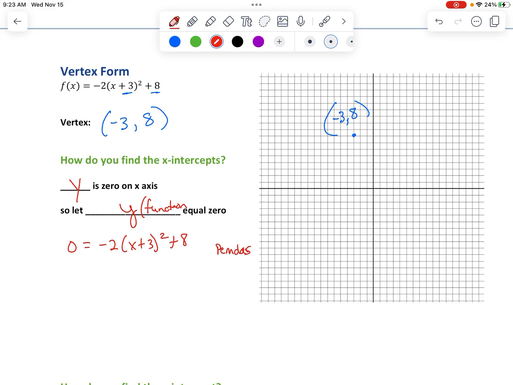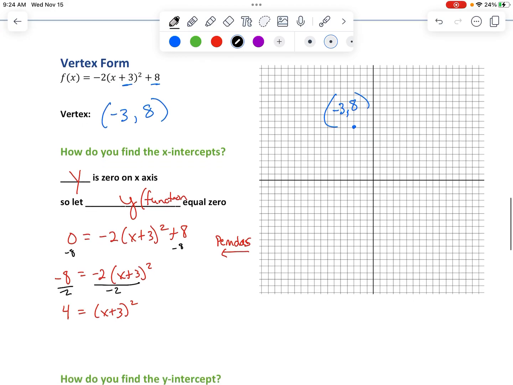As I see in this equation, I only see x in one place. So my goal is to get x isolated and all alone. So I'm going to go backwards. I'm going to undo any addition or subtraction first. So the first thing I'm going to do is subtract the 8 from both sides. So -8 equals -2(x + 3)². Then I'm going to undo any multiplication or division here. So that means I'm going to have to undo this times -2. So now I'm going to get +4 equals (x + 3)².